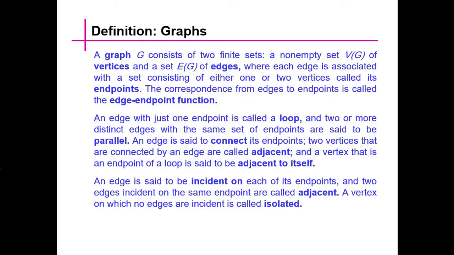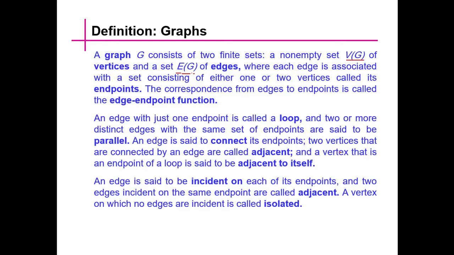Now we consider the formal definition of graphs. A graph G consists of 2 finite sets, a non-empty set V(G) of vertices and a set E(G) of edges, where each edge is associated with a set consisting of either 1 or 2 vertices, called its endpoints. The correspondence from edges to endpoints is called the edge-endpoint function. An edge with just one endpoint is called a loop, and 2 or more distinct edges with the same set of endpoints are said to be parallel. An edge is said to connect its endpoints.